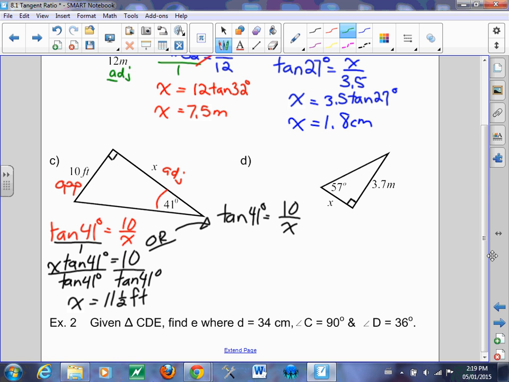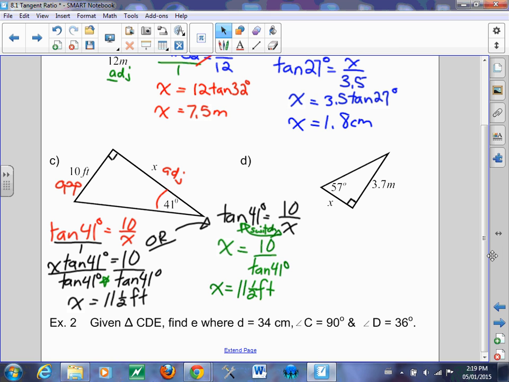I'm going to do what's called the switch. Okay, when x is on the bottom, you can do a switch. So I'm going to replace x with tan 41. So x equals 10 over tan 41 degrees. And all I'm going to write is put an arrow in and say switch. Okay? Because what you're multiplying by, you will eventually have to divide by, like what you did in this step right here. Okay? And then plug in your calculator, and you're going to get 11 and again a half feet. Don't use 0.5 even though it says in your calculator because it's imperial.